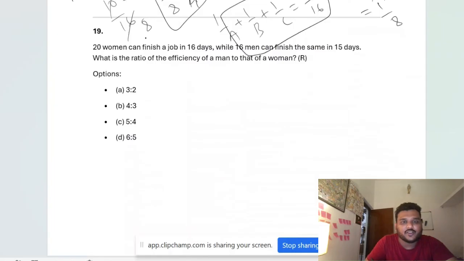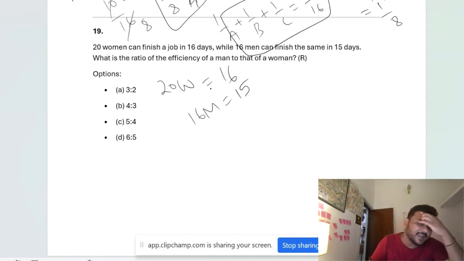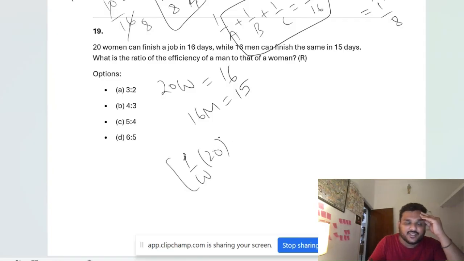20 women can finish a job in 16 days, while 16 men can finish a job in 15 days. Wow. 20 women, 16 days, 16 men, 15 days. What is the ratio of efficiency of a man to a woman? If we know the ratio of the number of days, the opposite of it will be the efficiency. So can I say if a woman does 1 by W work in a day, and 20 women will do this much work in a day, and times 16 days should be 1.